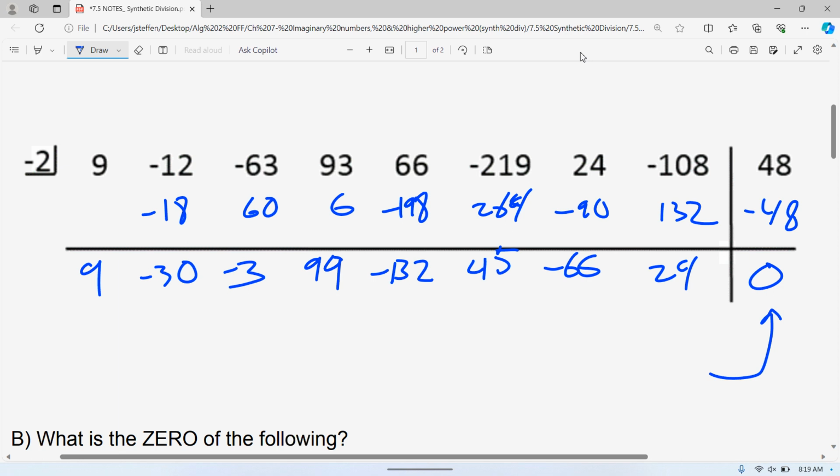Like, for instance, the way this would look, let's see, this is x 2, 3, 4, 5, 6, 7, 8. So this represents 9x to the 8th power minus 12x to the 7th minus 63x to the 6th plus 93x to the 5th plus 66x to the 4th minus 219x to the 3rd plus 24x squared minus 108x plus 48 divided by x plus 2. That's what that would represent. That sounds super complicated, but if we're being honest, I did that in my head, so it's not hard at all.